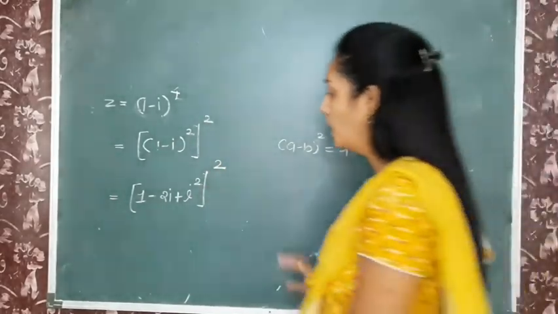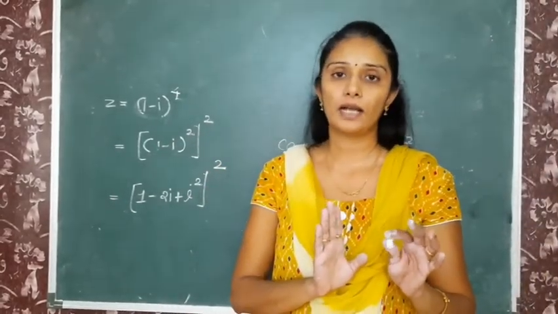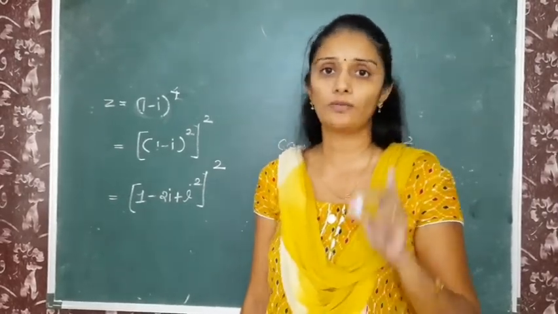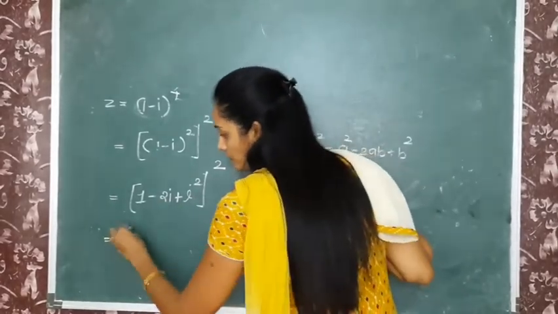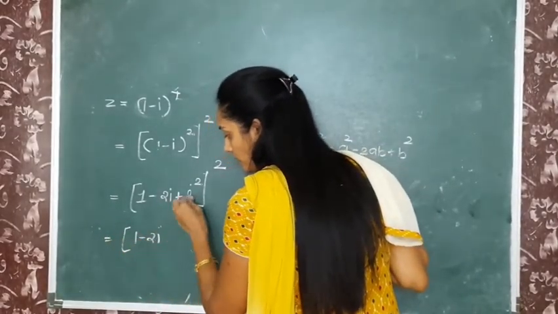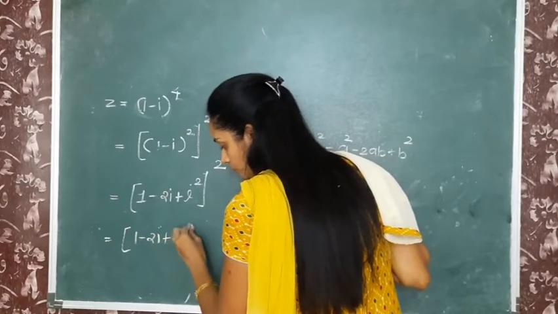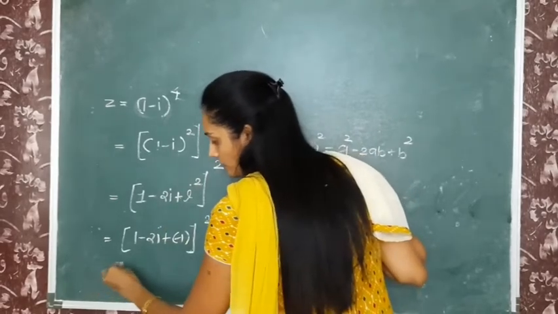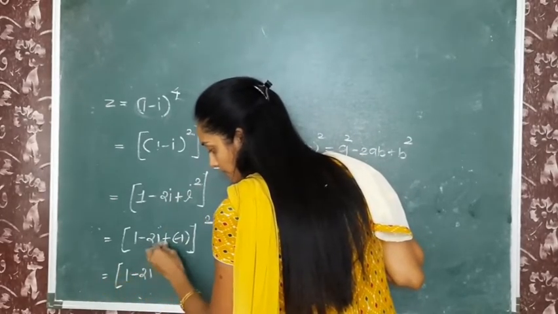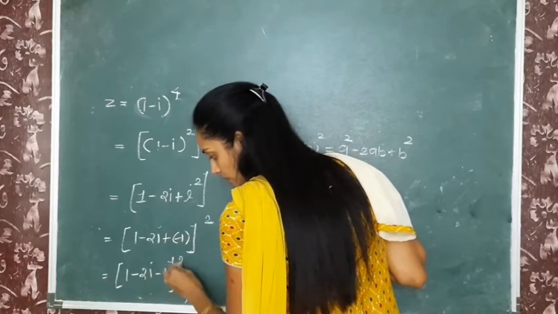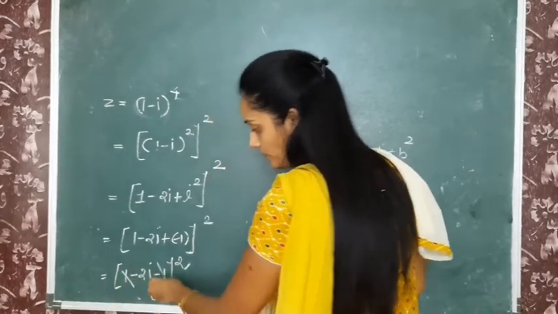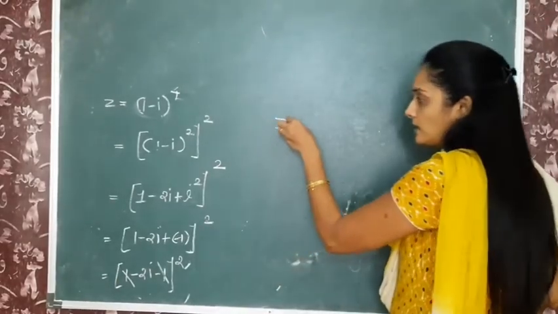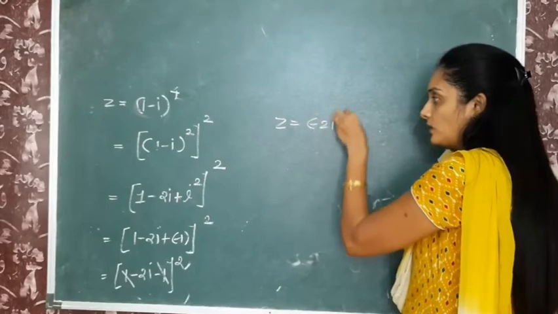Okay. Now, wherever i square appears in a sum, before simplifying we have to remove i square. That means replace i square by minus 1. So 1 minus 2i and plus as it is, and i square is equal to minus 1. So 1 minus 2i plus minus 1 whole square. So plus 1 minus 1. So z is equal to minus 2i whole square.